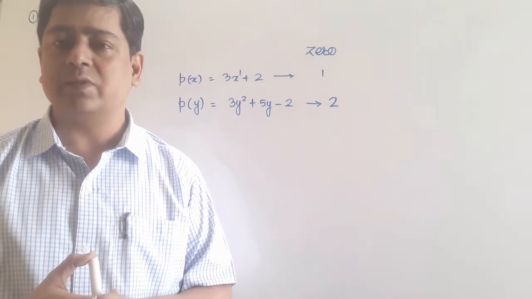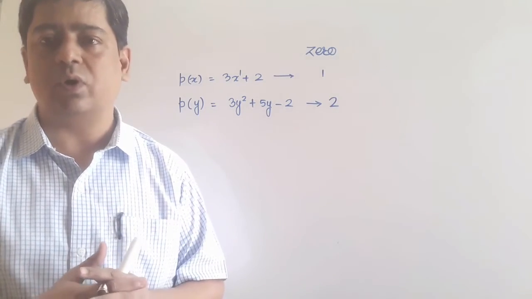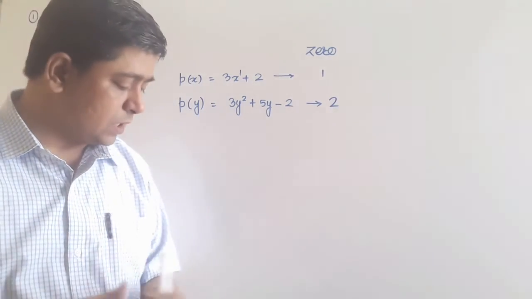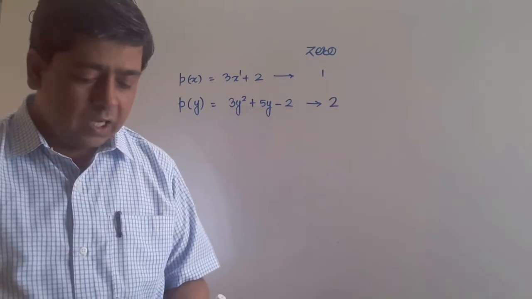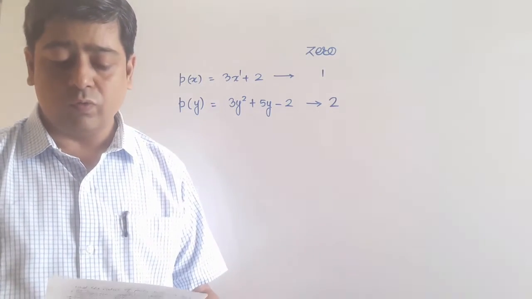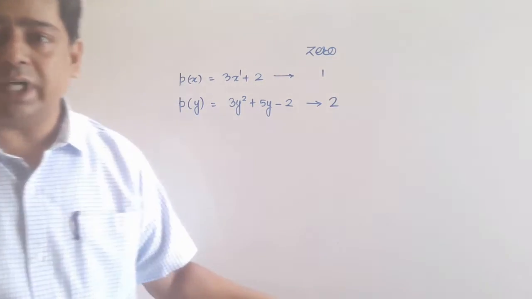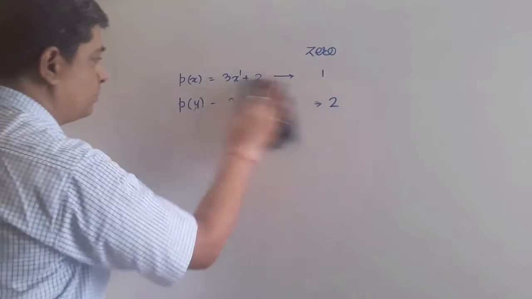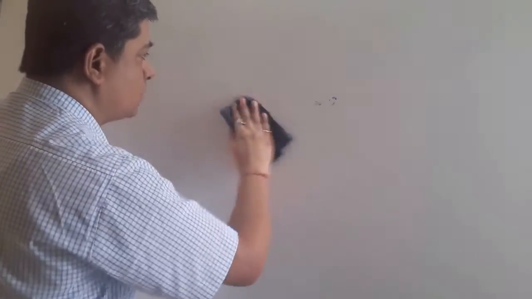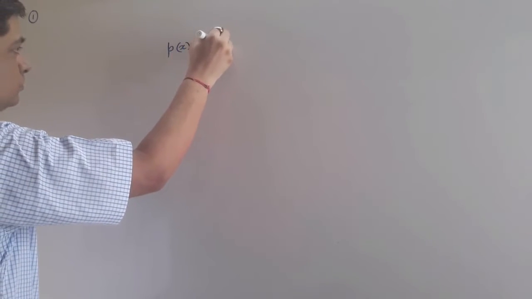These remarks are especially important for multiple choice questions or fill in the blanks. Now the next remark is: a non-zero constant polynomial has no zero while the zero polynomial has infinite zeros. I will take an example. For example, suppose I take a non-zero constant polynomial, say the value of p of x is equal to 5.